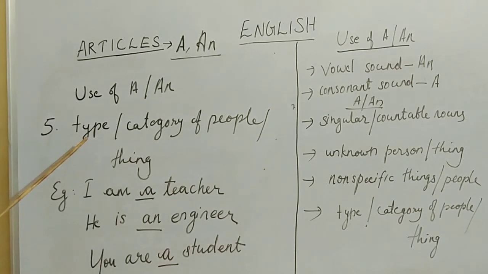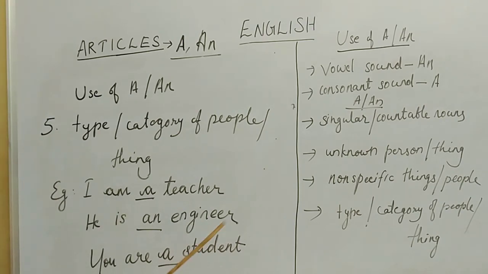The fifth point is type or category of people or thing. We can use the indefinite article a or an just before the words, whether it is people or thing, in front of the category or the type of that people or thing. For example, I am a teacher. Here the noun is teacher, and which category I belong to, that category. So we can mention here the indefinite article a or an. It's a consonant sound. So a teacher. He is an engineer. An engineer, vowel sound, and you are a student. Student is consonant sound. So these are the main uses of the indefinite articles a or an.